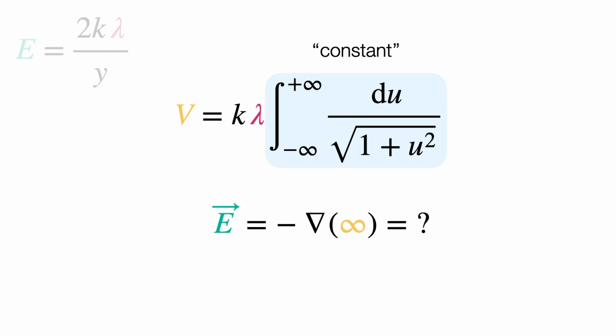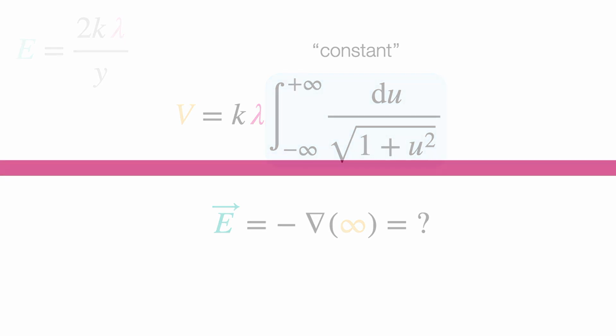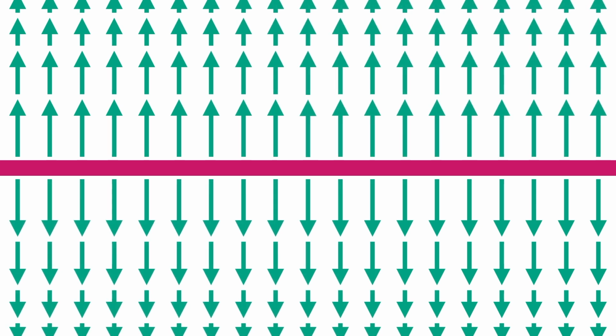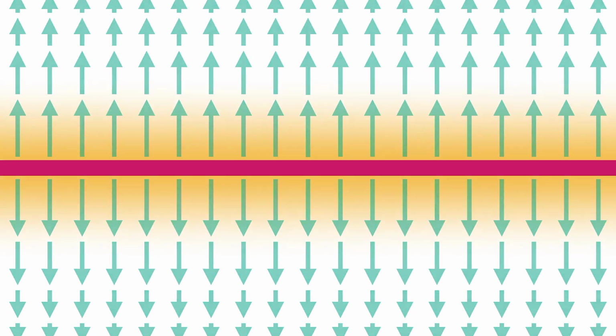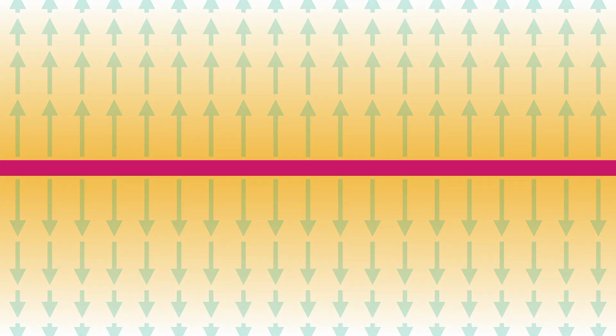So we found the contradiction I was talking about. E is fine, but V's got big problems. Okay, let's back up a second and think about the physics. The electric field we got seems reasonable. If it points down the slope like it's supposed to, the potential should look something like this, a gradient perpendicular to the wire everywhere, and definitely not infinity.